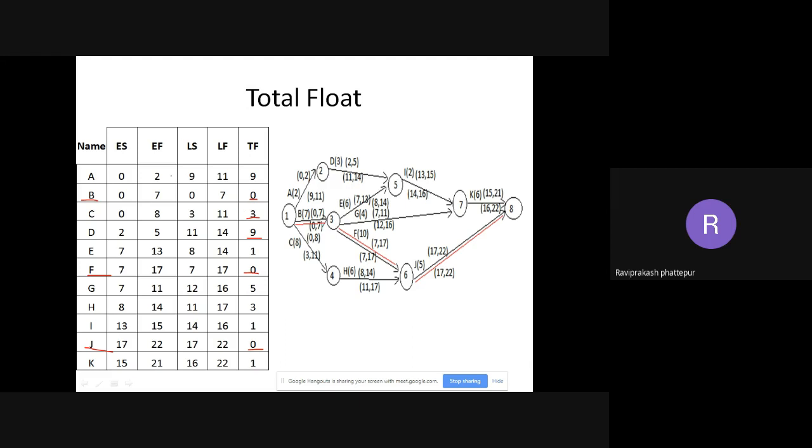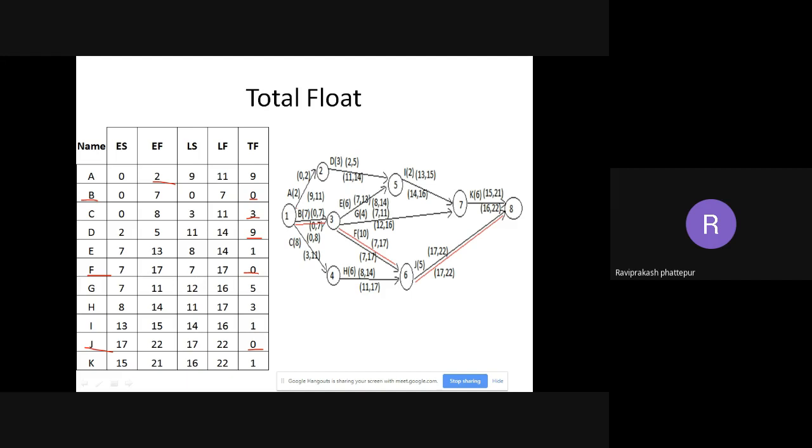Here, for A, 2 is the duration. So instead of 2, you can add another 9, that is up to 11. So you can take up to 11 days or 11 hours to complete this particular A. That much additional time is there with me. So that is the total float. But for the critical path, it is very specific that you need to finish it in that particular time.